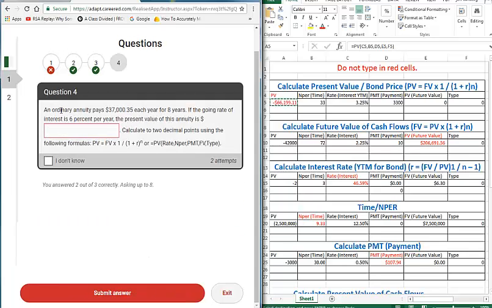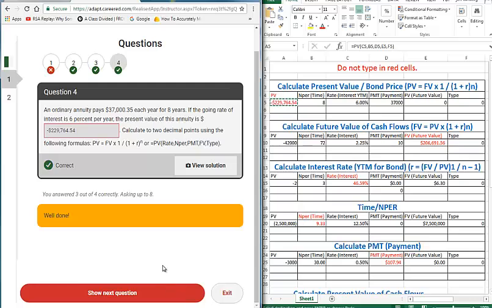And we'll do one more. An ordinary annuity, now remember, the type is going to be 0, pays $37,035. So we'll put in the payment $37,035 for 8 years. Put in 8. 6% interest, so we put 6 in here.